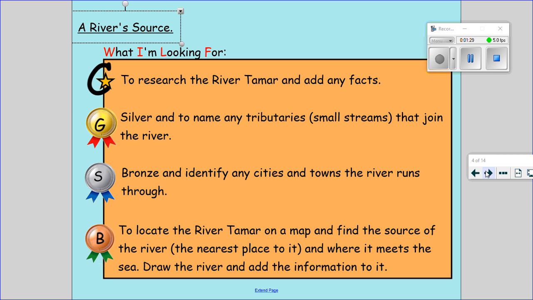And then gold, you're going to do the same as bronze and silver, but then you're going to add tributaries onto there as well. And tributaries, that's a tricky word, are like small streams that join the river. So can you identify any of those? And then challenge is to research the River Tamar and add any facts to your image.